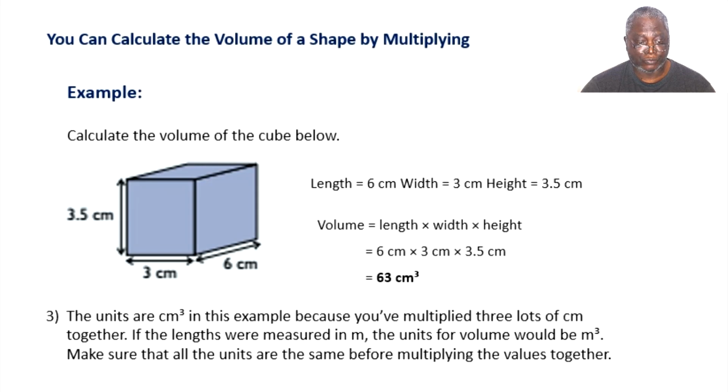Now listen to this. The units are centimeters cubed or cubic centimeters. In this example, because you're multiplying 3 lots of centimeters together, if the lengths were measured in meters, the units of volume would be cubic meters or meters cubed. Make sure that all the units are the same before multiplying the values together. This is essential, and if you remember, we've been working on this for quite a while now in other units. Okay, so please do not forget.